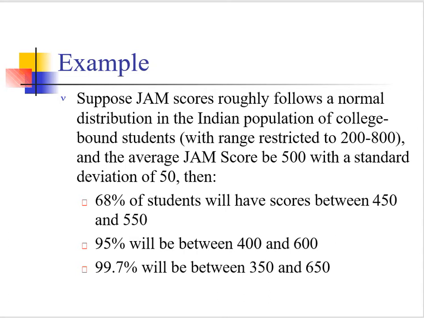Suppose this is one example. JAM scores roughly follow a normal distribution in the Indian population of college-bound students, with a range restricted to 200 to 800, and the average JAM score is 500 with a standard deviation of 50. Then 68% of students will have scores between 450 and 550, 95% will have scores between 400 and 600, and 99.7% will be between 350 and 650.